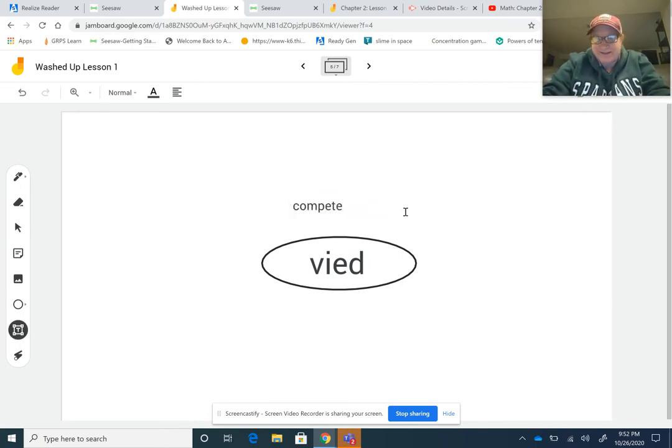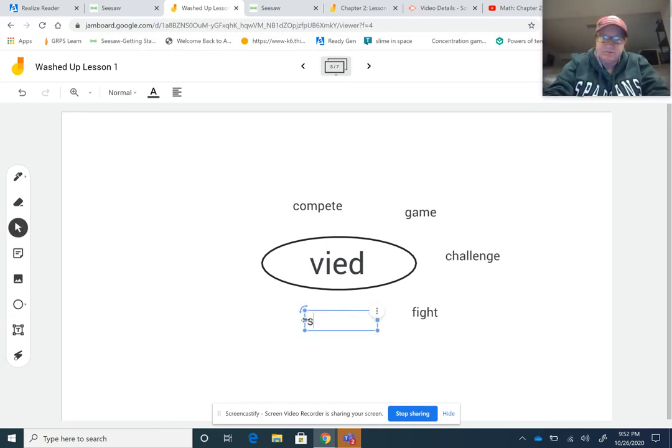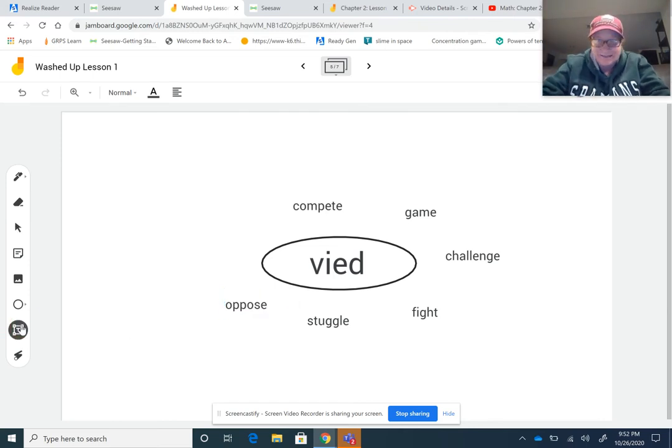It also means like a game, or a challenge. It also can mean a fight, not necessarily a fist fight, but like a fight against somebody else, like a challenge. It can mean a struggle, depending on what you're doing or what you're vying for, right? Oppose would be like against someone. So I guess I should put against. And play. Somebody might vie for a championship in a soccer tournament, right?